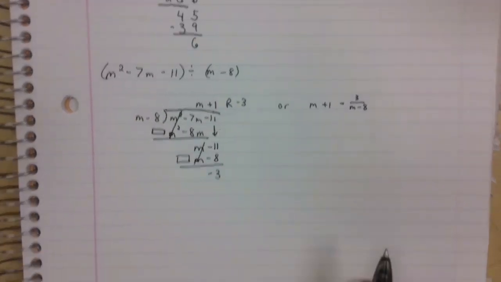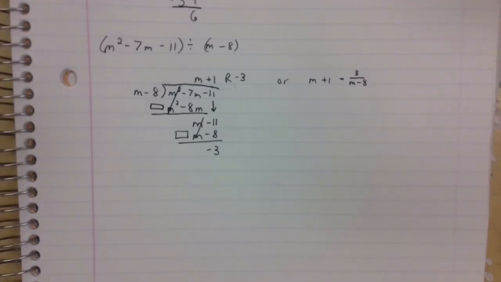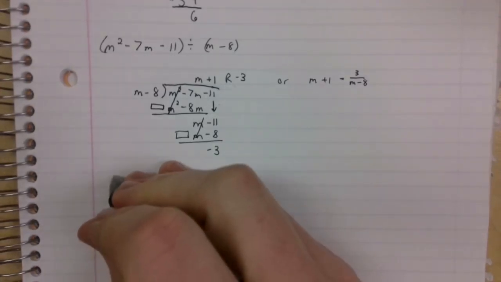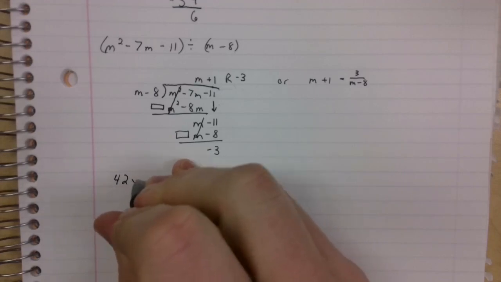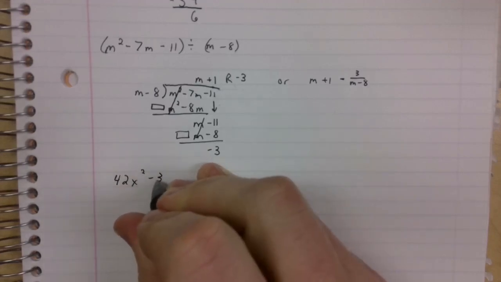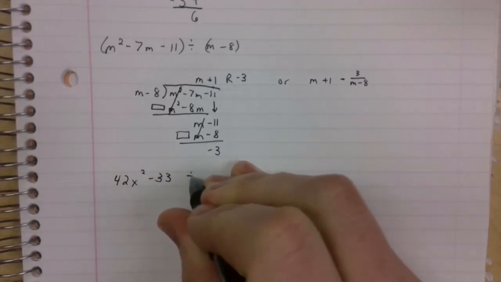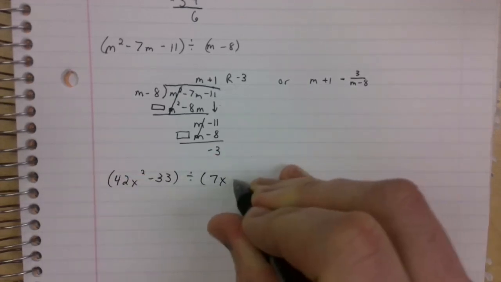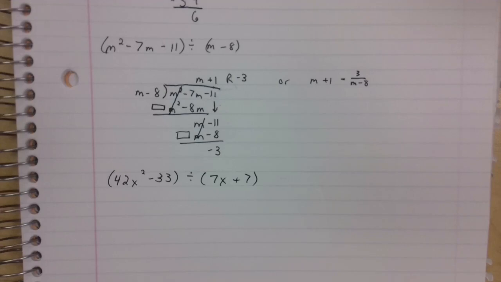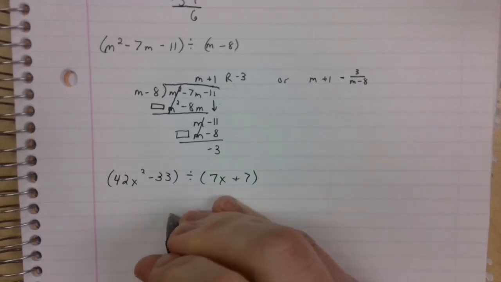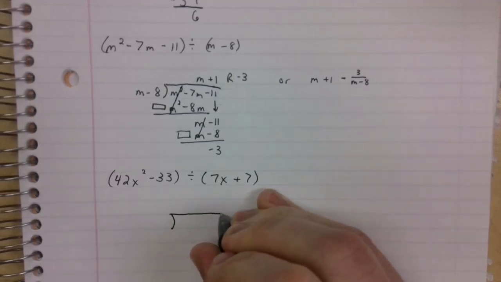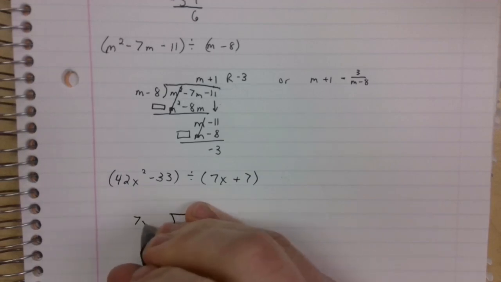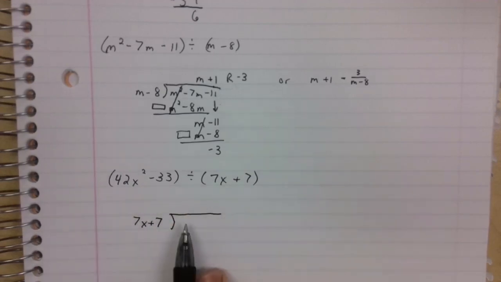Okay? So we're going to take a look at another example where that doesn't happen and talk about what to do. So here we're going to have 42x squared minus 33 divided by 7x plus 7. Okay? Now we're going to make our little house. We're going to put 7x plus 7 on the outside, but when we write the dividend in here, we have to make sure we don't miss any terms.